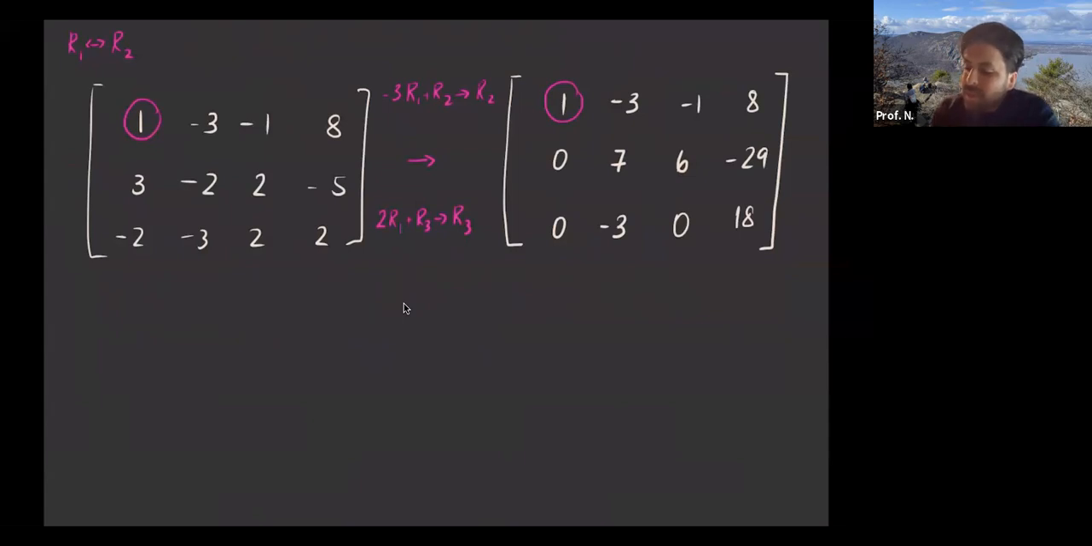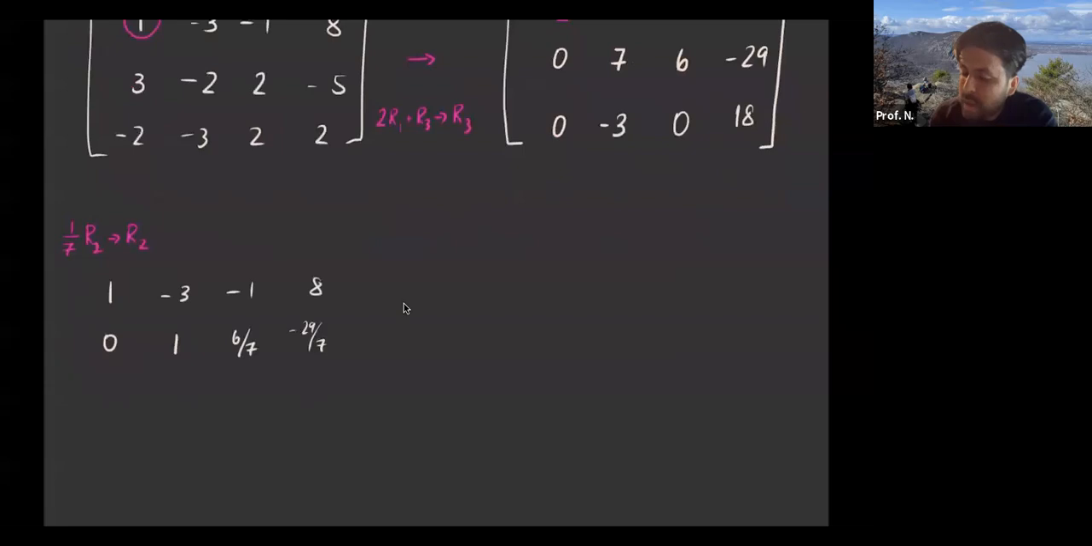Then the best thing I would do is stick with this for now and reduce the second row. So you have 1, -3, -1, 8, and then you got 0, 1, 6/7, and then -29/7. So this looks kind of weird. And I got 0, -3, 0, and 18. So then I have two pivots that appear so far.